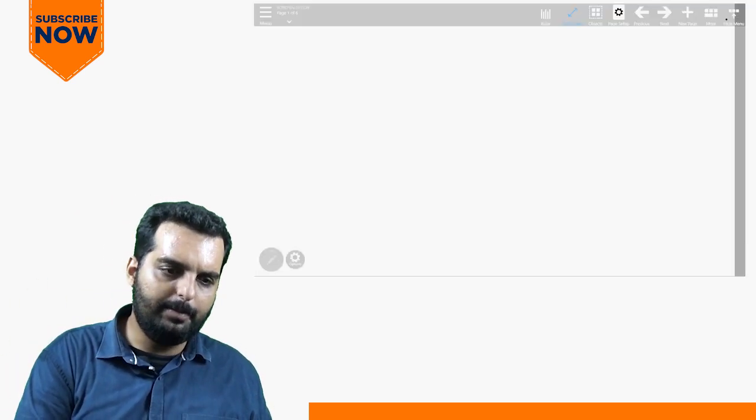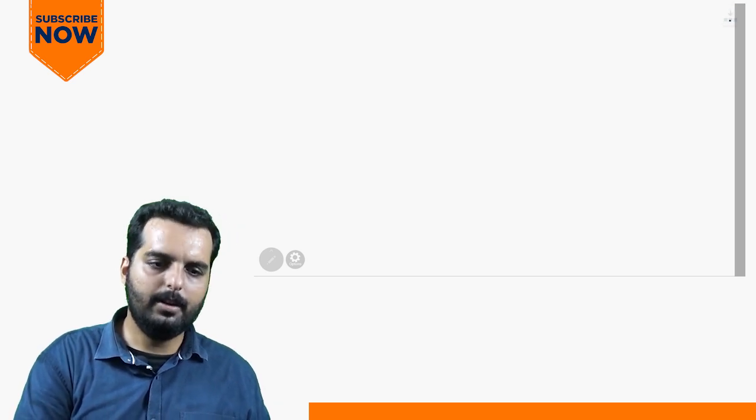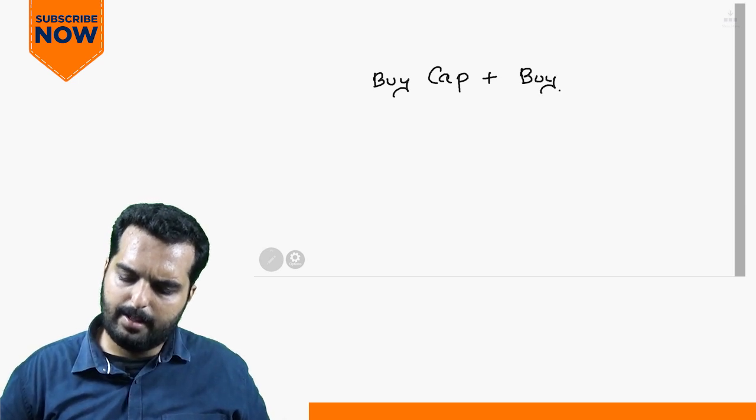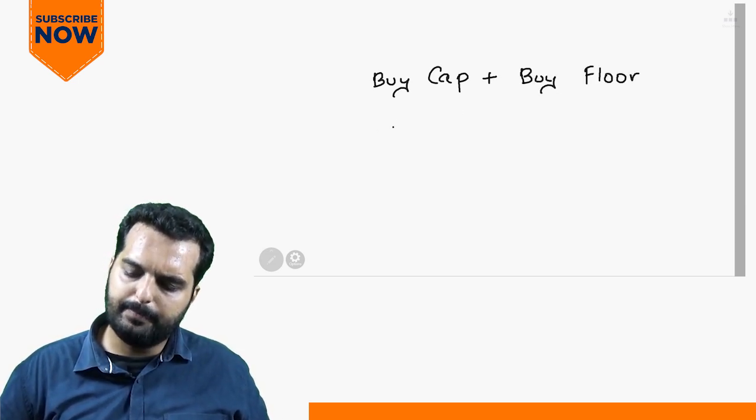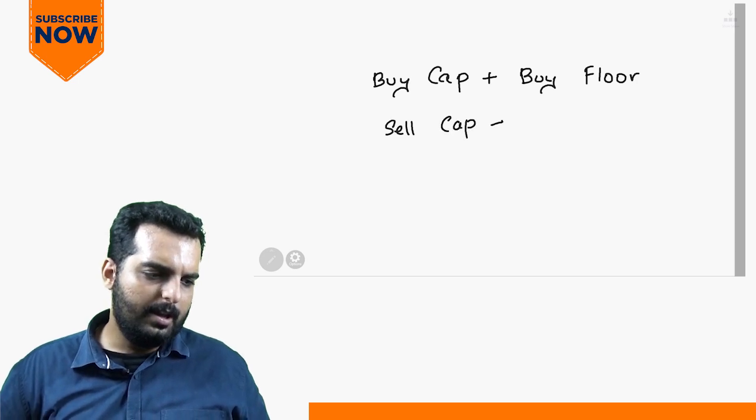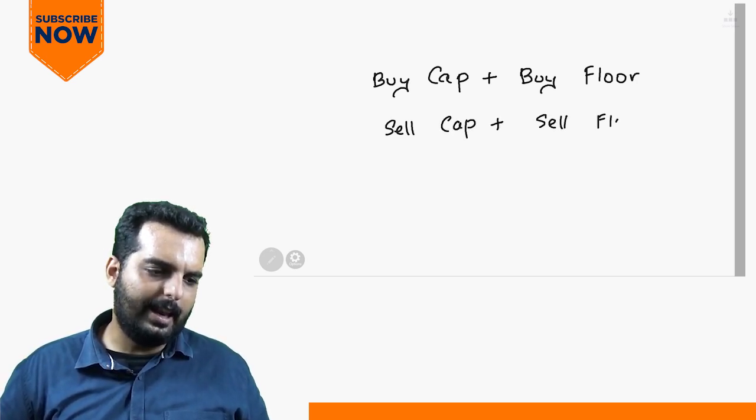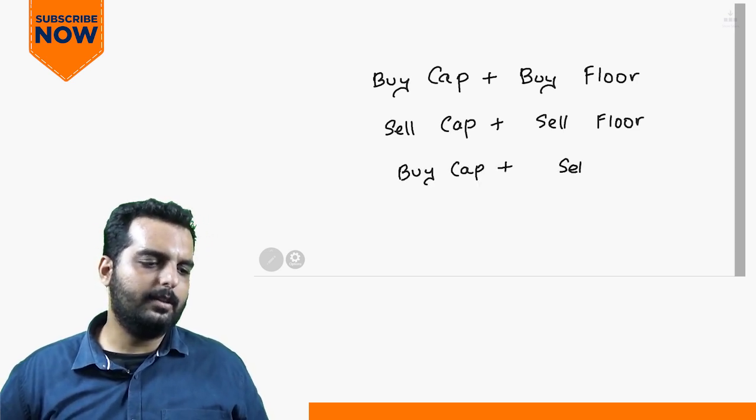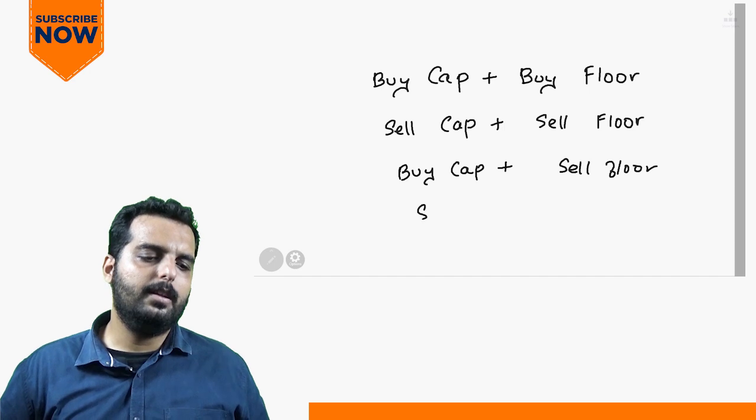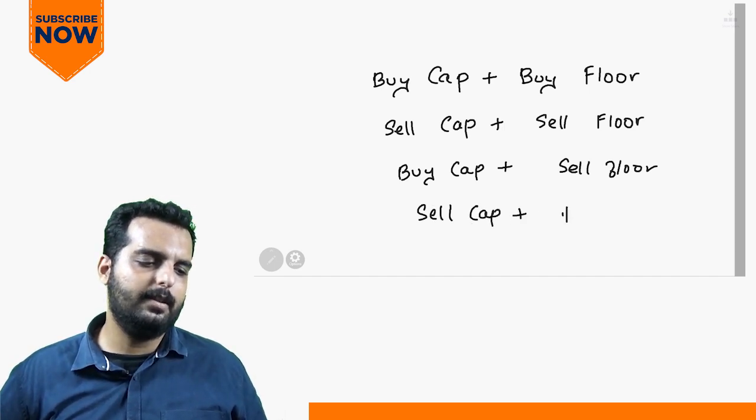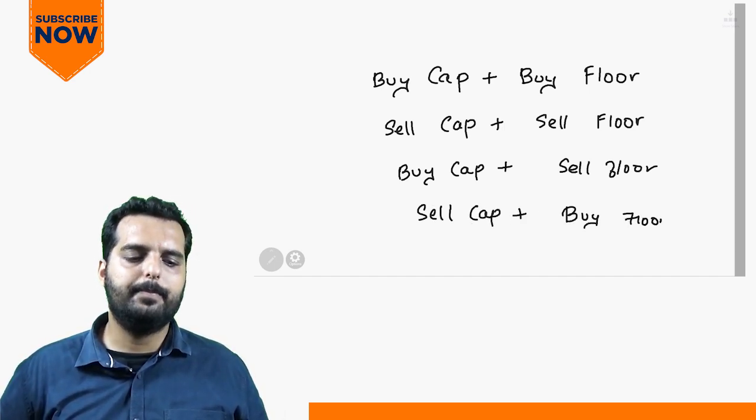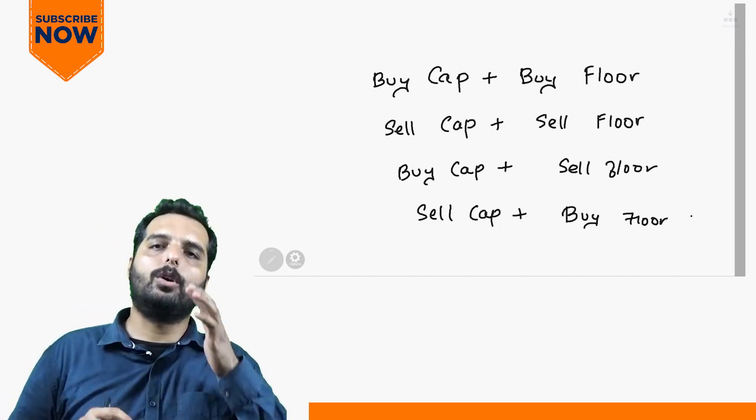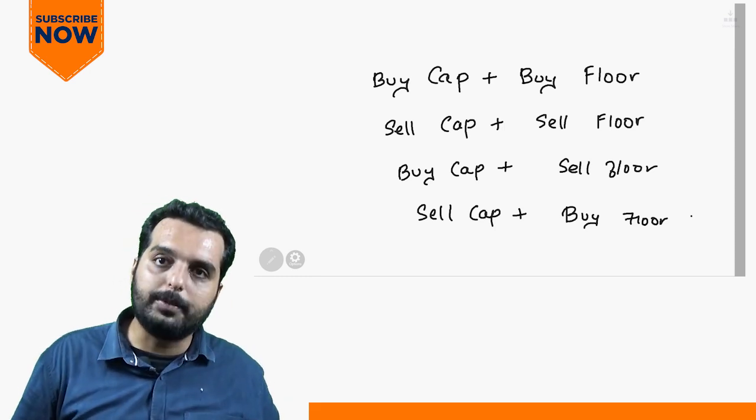Alright? Let me go to a fresh page now. There can be 4 combinations of collar. First one is buy cap, buy floor. Second one is sell cap, sell floor. Third one is buy cap, sell floor. And the last one is sell cap, buy floor.